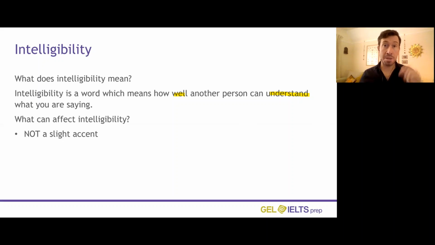And you will not be marked down because you have a slight accent. So you don't have to speak like an English person to get a good mark on the IELTS speaking. But a very, very strong accent, where it makes it confusing to understand, that will lose you marks because you won't be intelligible.